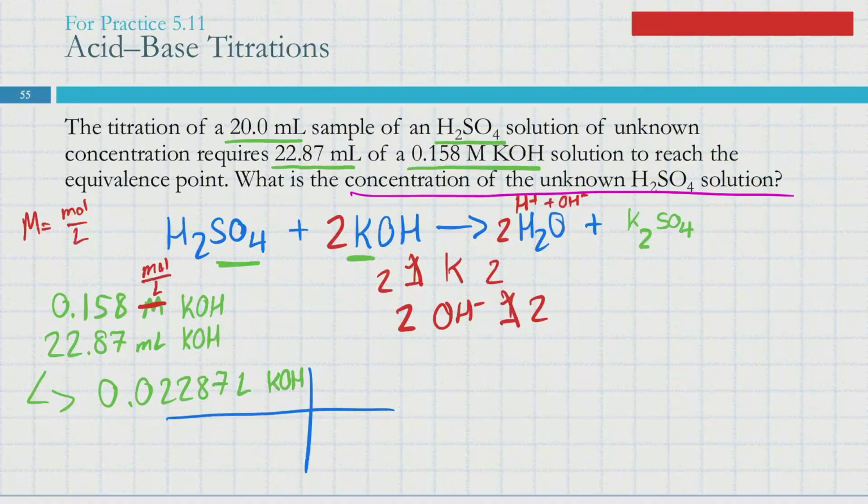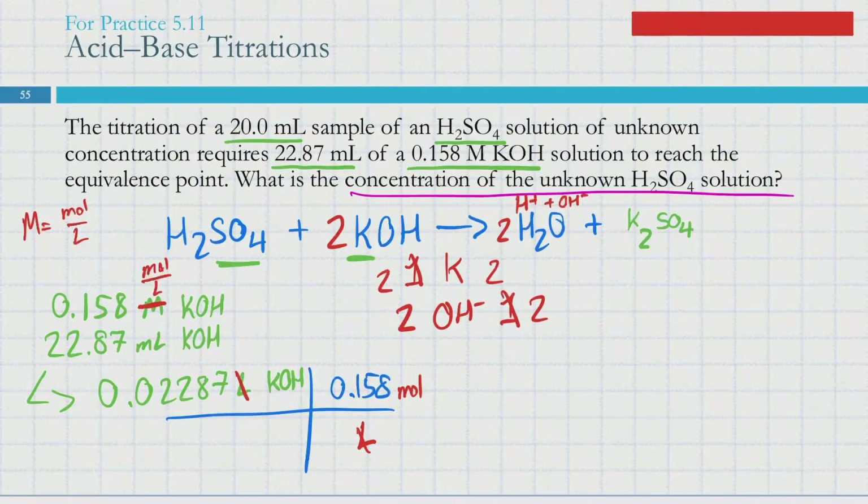And to figure out how much of the sulfuric acid we have in the solution, the moles of the sulfuric acid, so that we can calculate the concentration of the sulfuric acid, we need to know also how much potassium hydroxide we have in the solution. So we multiply by our molarity, 0.158 moles over liters. Liters cancel, we've got the number of moles of KOH.